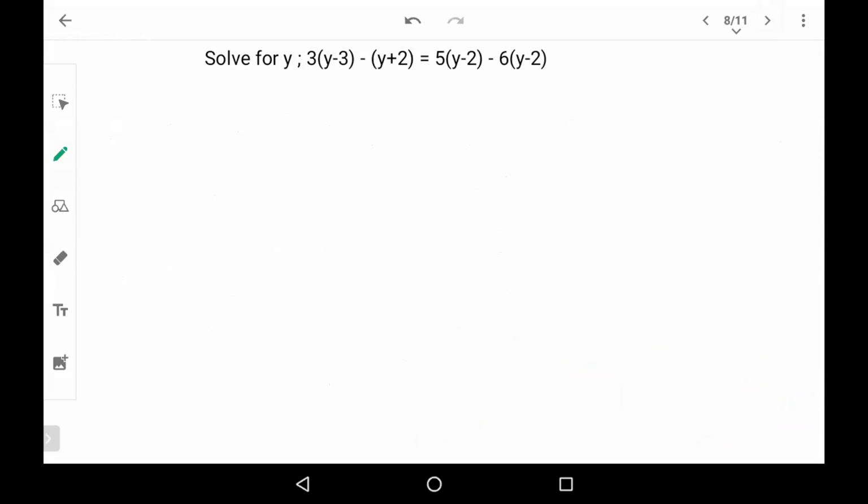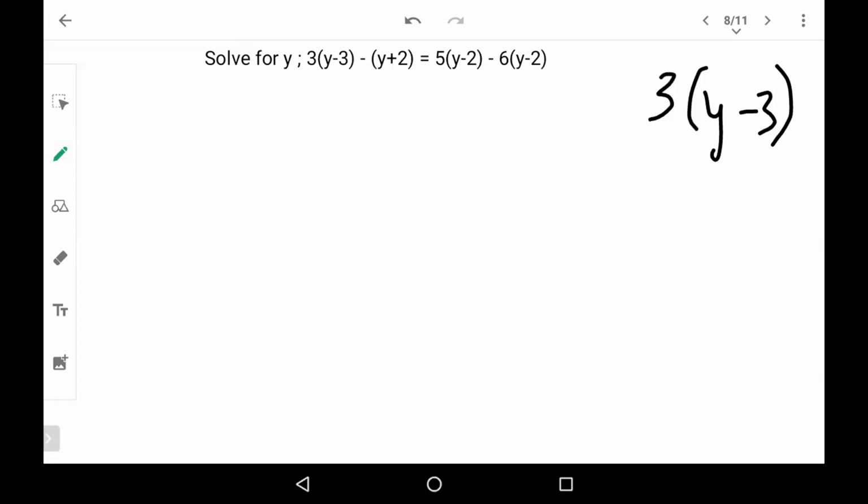Okay, so this is the next problem. We are supposed to solve for y. We have to find out the value of y. So we will take each and every expression and then we will solve it. So that will make things easier for us. So first expression, 3 into y minus 3.